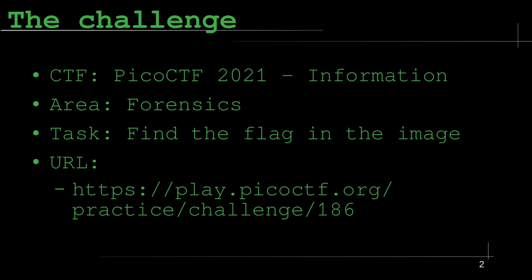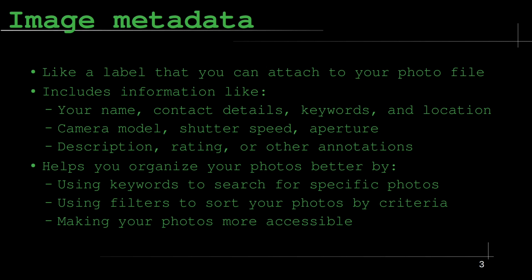Before jumping into the challenge, I want to talk briefly about image metadata. Imagine you take a digital photo and you want to share it with someone. How can they know who took the photo, where it was taken, or what settings you used on your camera? Well, that's where metadata comes in. Metadata is like a label that you can attach to your photo file. You can include information like your name, contact details, keywords, and even the location where you snapped the picture. Some of this information is automatically added by your camera, such as the model, the shutter speed, and the aperture.